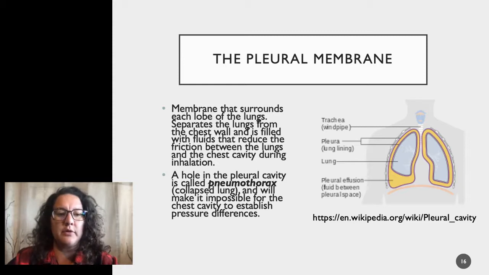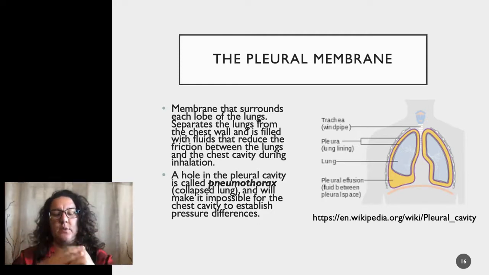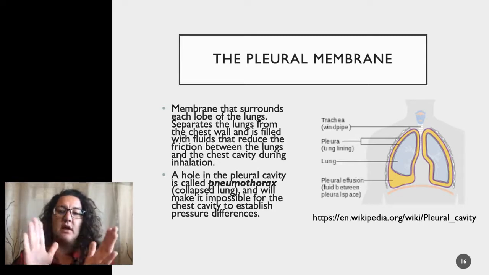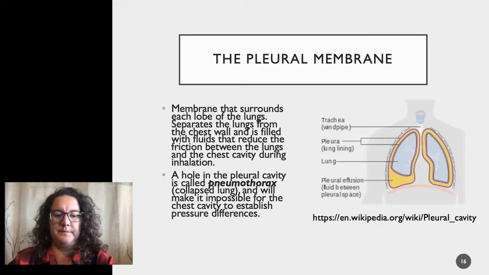A hole in the pleural cavity is called a pneumothorax, which will cause a collapsed lung, which makes it impossible for the chest cavity to establish pressure differences. Because we don't have a difference in pressure between inside and outside the lung, that lung will collapse. Those alveoli will stick together, and it makes it very hard to inhale.